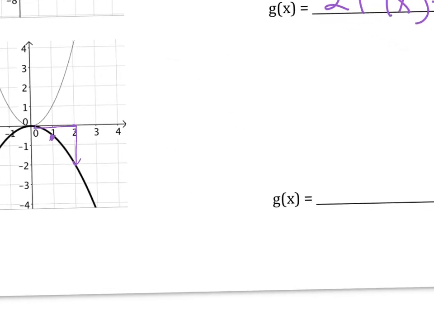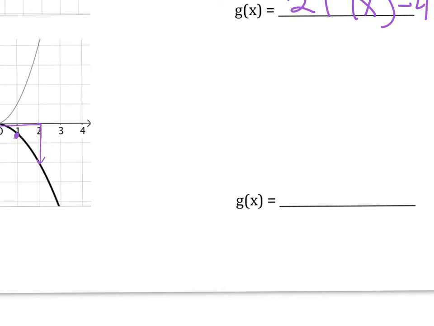So there's 2 things going on. There's no horizontal thing going on. You have g of x equals negative, that makes it reflected over the x-axis, 1/2, that gives me that squishing effect. And then f of x. So the original function f of x times negative 1/2.